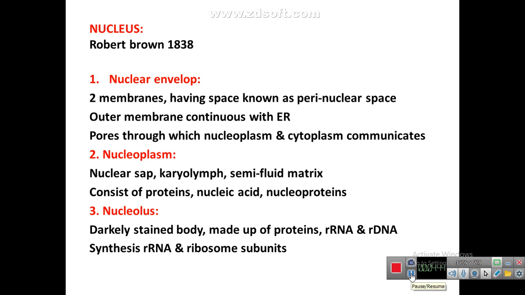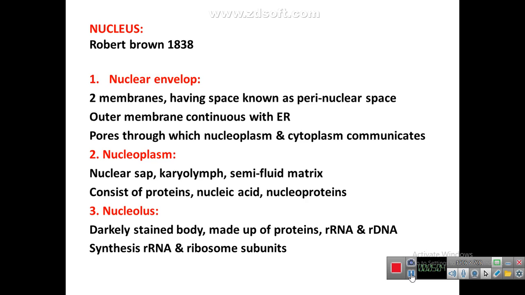The last cell organelle of the chapter is the nucleus, discovered by Robert Brown in 1838. It is one of the most important cell organelles because it controls all the metabolic activities and it has genetic information in the form of chromosome and DNA.